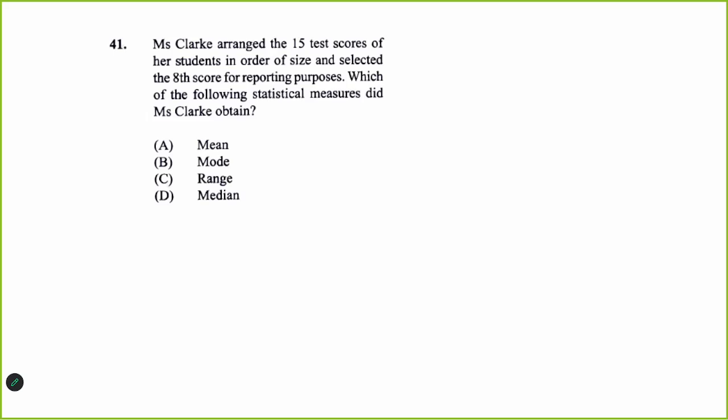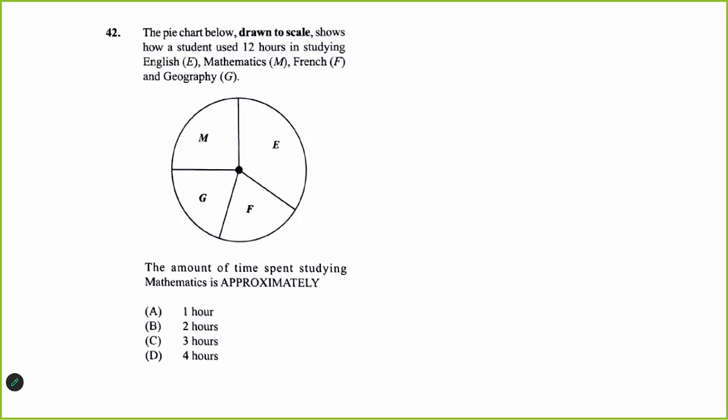Right, Mrs. Clark arranged the 15 test scores of her students and selected the 8th score for reporting purposes. That is not your mean. They didn't give you enough information. That is not your mode. That is not a range. It will be a median because 15 divided by 2 is like 7.5. So your 8th score would be in that 7.5, right?